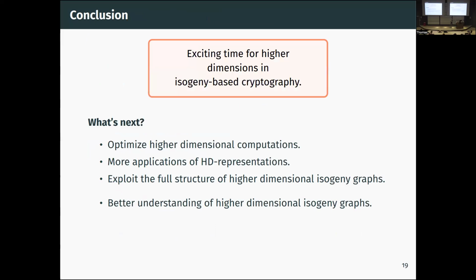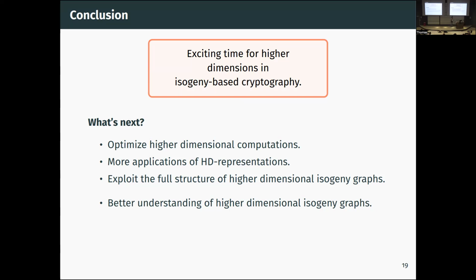Okay, and this already brings me to the end. What I want to say, and I hope I could convince you a bit, is that this is an exciting time at the moment for isogeny-based cryptography, in particular if you like this higher dimensional setting. At the moment, there also remain many things to be done. For instance, we still need to optimize those higher dimensional isogeny computations and see how far we can get, and also up until which dimension this is actually practical to be used in cryptography.